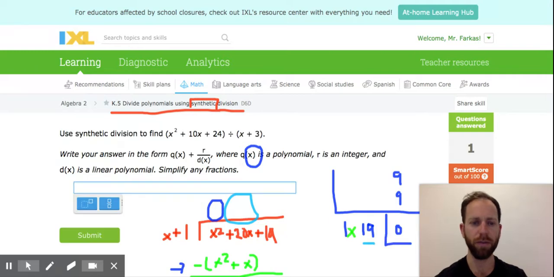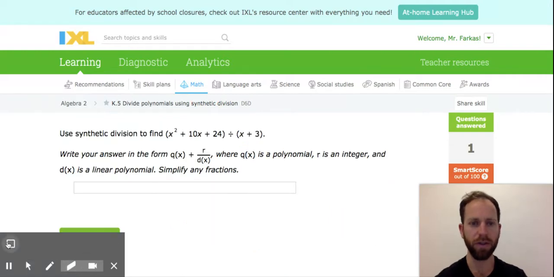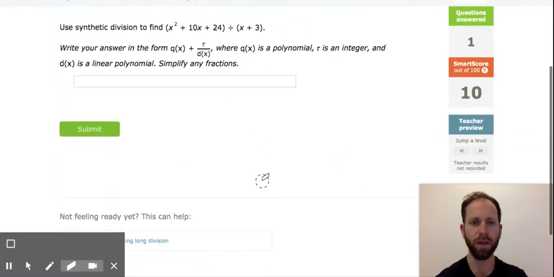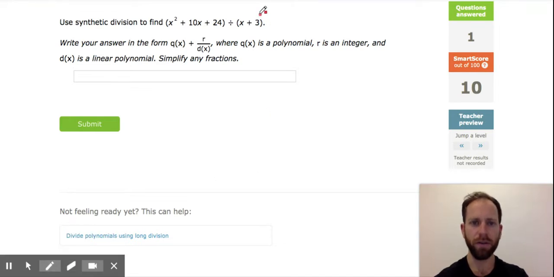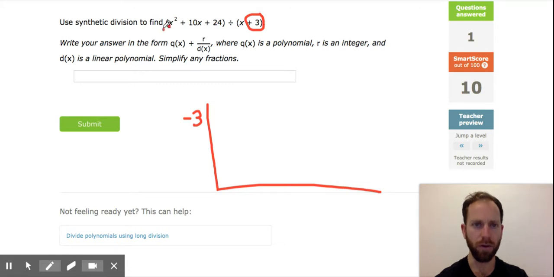Let's do another example where we just use synthetic division and not long division, and you'll see how simple it is. All right, so this is our divisor. So we're going to have -3 as the number we're starting off with. And then we're going to put our coefficients as the values that we're going to be using in our synthetic division. So we have 1 for the x squared, 10 for the x, and 24 for the constant.